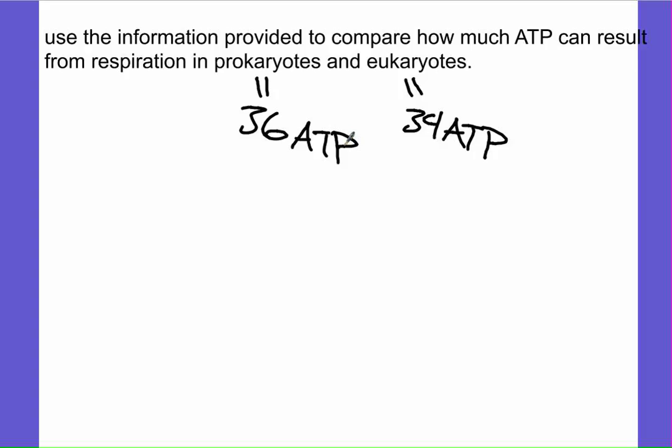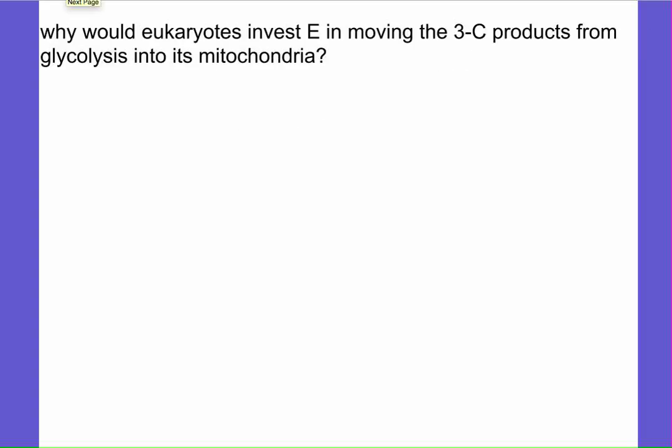So when you go on to this next question, you should be able to answer it on your whiteboard, so I can see that as well. Why would eukaryotes invest energy in moving those products into mitochondria when bacteria get 2 more ATP than you do per glucose? Why is that investment worth it? What's the reasoning, the rationale behind that investment? Why do we want to do that? Because we're going to get less ATP per molecule.